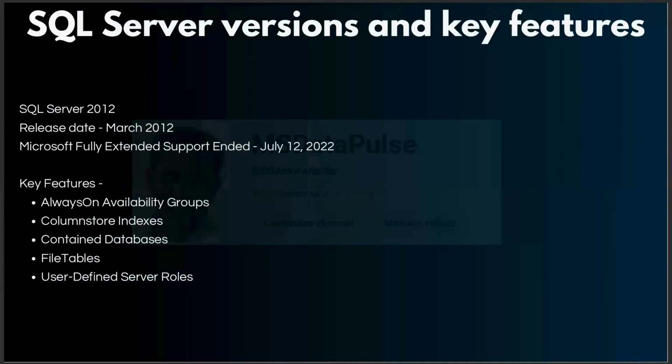The next one is the column store indexes. Column store indexes store data by columns instead of rows. Due to this feature, analytics queries run 10 to 100 times faster on data warehouses.